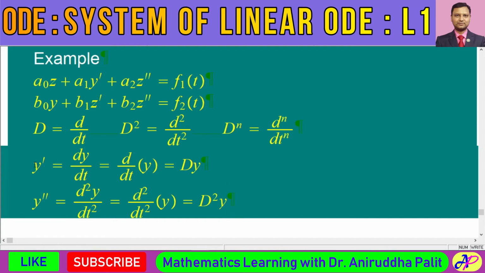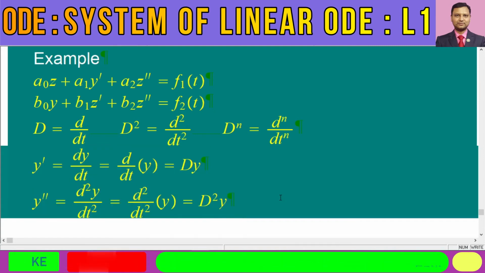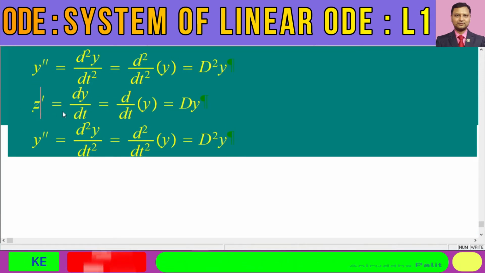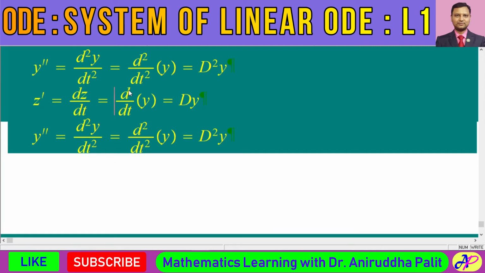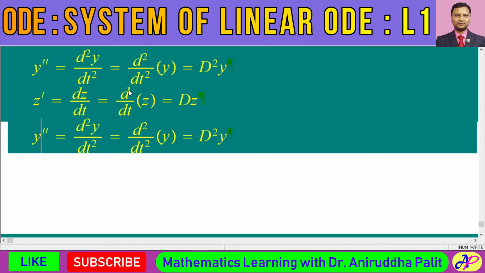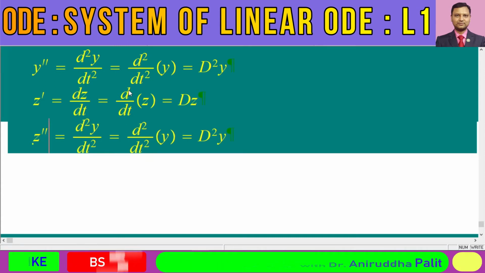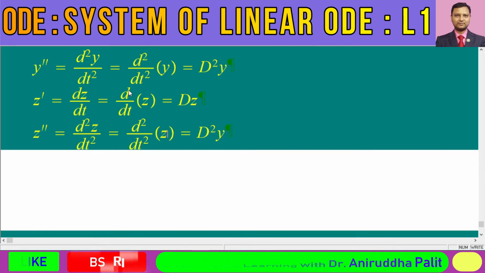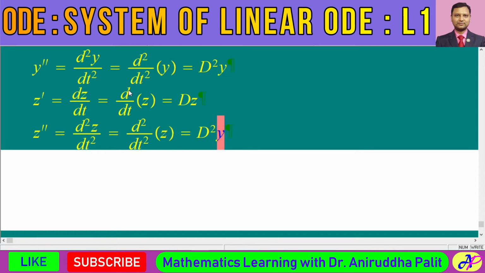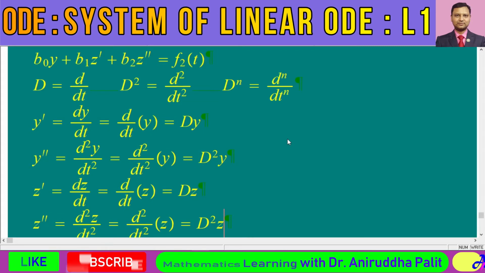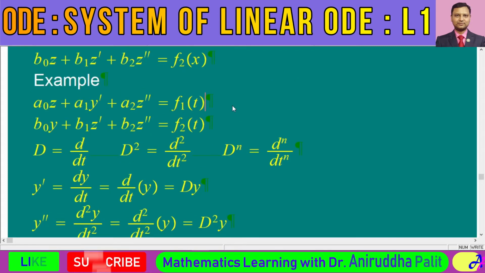So similarly, if we have z prime and z double prime, over here we would have simply Dz and D squared z. So that is the notation for this kind of operator D, D squared, D cubed, D to the power of 4, and so on.